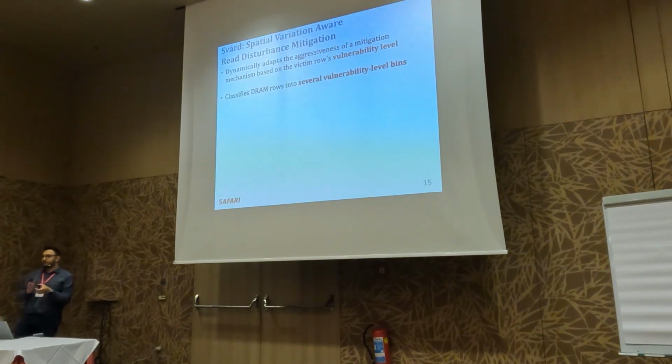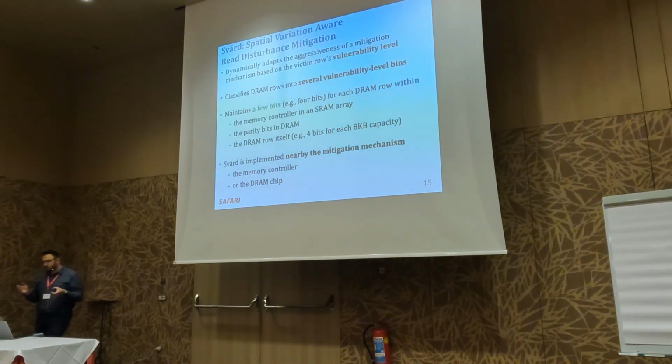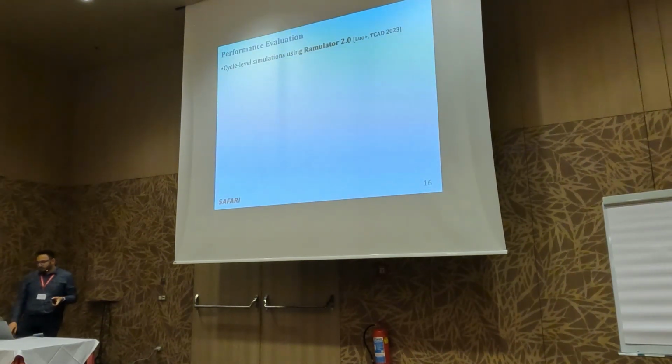And we basically split DRAM rows into several vulnerability level bins, and to do that, we need to only maintain a few bits, around 4 bits for each row. We can store these rows in the memory controller, or among the parity bits in the DRAM, or in a DRAM row itself as normal data. And we can implement this mechanism in the memory controller or in the DRAM chip because it's not very costly.